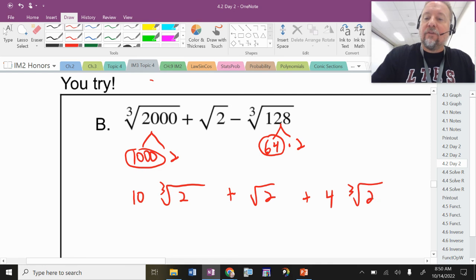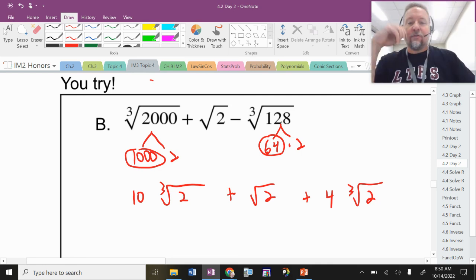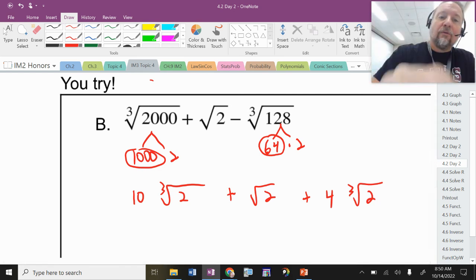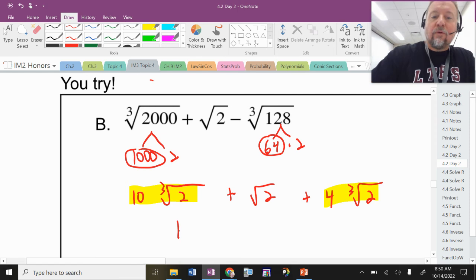Cube root of 2 stuck in jail. So the uncircled ones are stuck. And then lo and behold, you got another set of like terms. 10 plus 4 is 14. Cube root of 2 plus root 2.